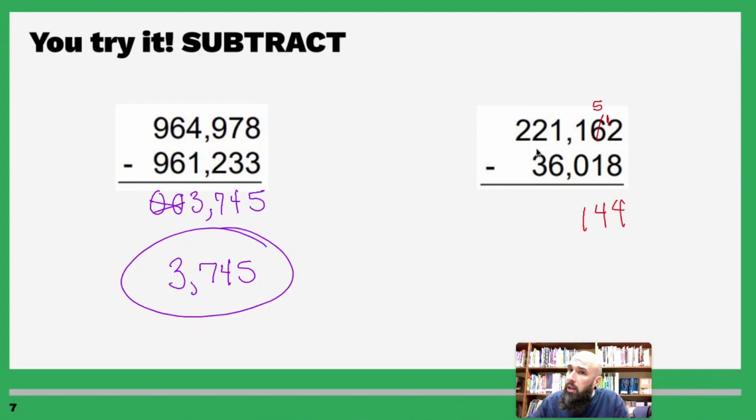1 minus 6, can't do it. So let's cross out the next digit and make it a 1 and make this 11. 11 minus 6 is 5. 1 minus 3, can't do it. Let's borrow 1 from 2 and make it 1, turn the other into 11. 11 minus 3 is 8. 1 minus no number there is 1. 1 digit, 1 digit, 1 digit, comma, and then 185,144.